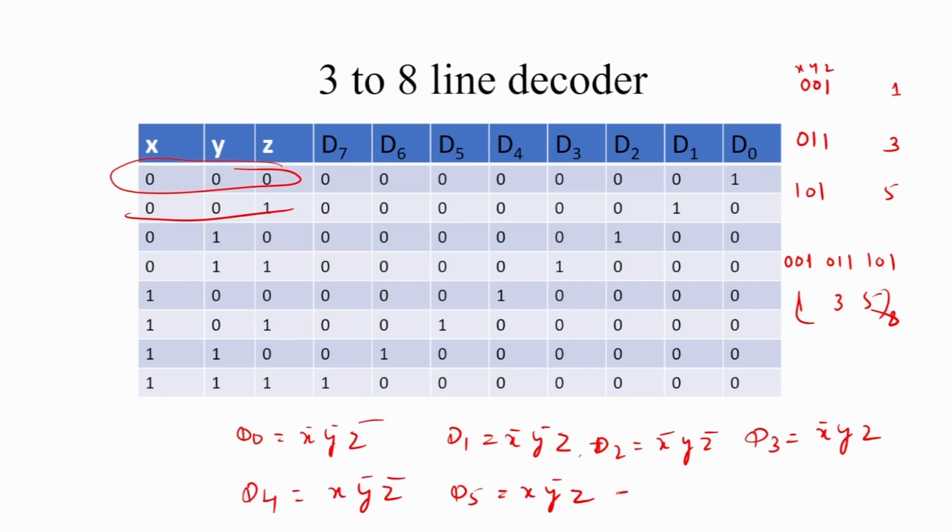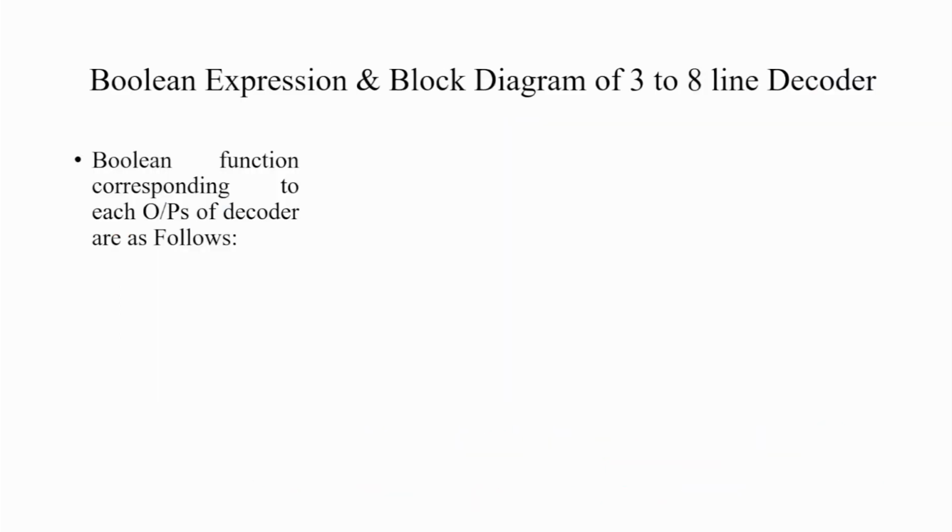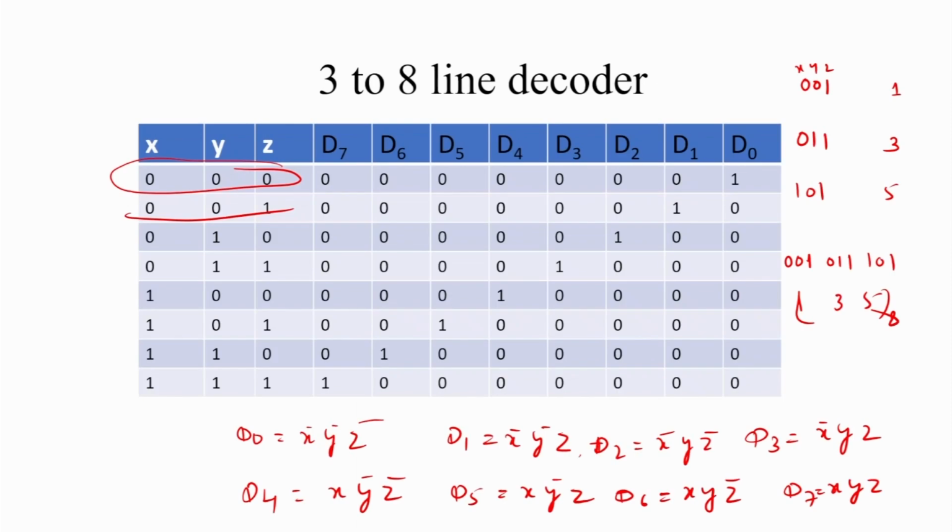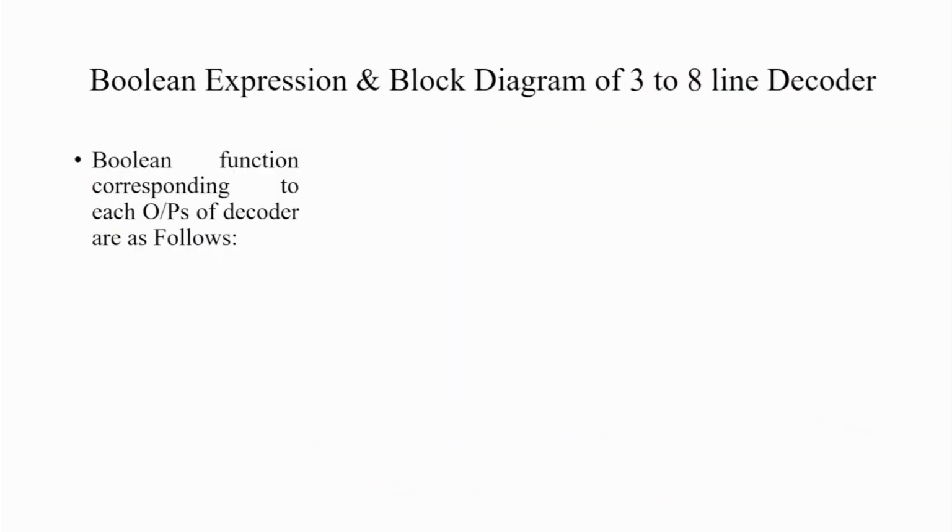Similarly, D6 is equal to 1 when x, y, z complement, and D7 is 1 when x, y, z are all 1, 1, 1. We directly design the logic circuit of the 3 to 8 line decoder. Here we write the Boolean functions corresponding to all 8 outputs from D0 to D7. D0 is written as this, D1 is written as this, D2, D3 and up to D7. Now the question is how we design the circuit diagram of a 3 to 8 line decoder.